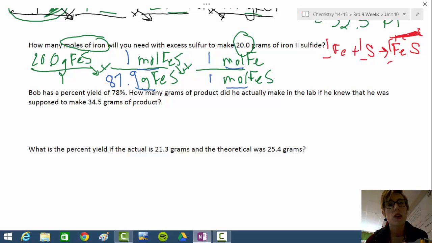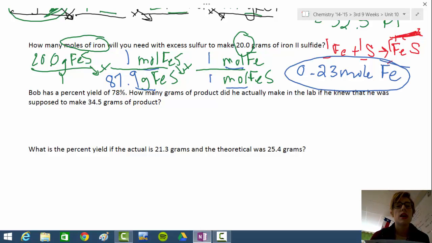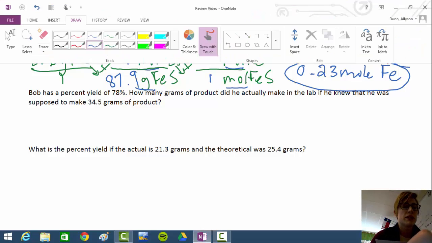So now we just solve. 20 times 1 times 1 is still 20. And I just divide it by 87.9. And I get a small number, 0.23 moles of iron. Yay. Okay, we've got 2 more problems to do, and we'll be done.